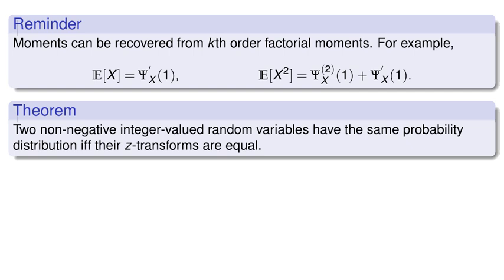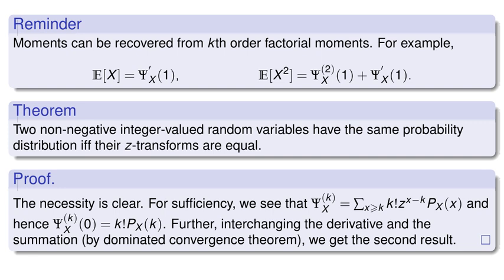Similar to the characteristic function, there's a uniqueness theorem for PGFs. Two non-negative integer valued random variables have the same probability distribution if and only if their Z transforms, the PGFs, are equal. Again, the necessity is clear.